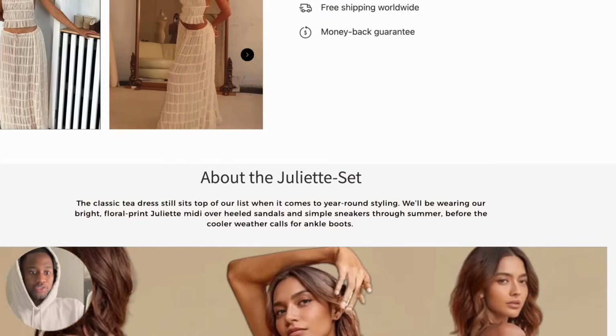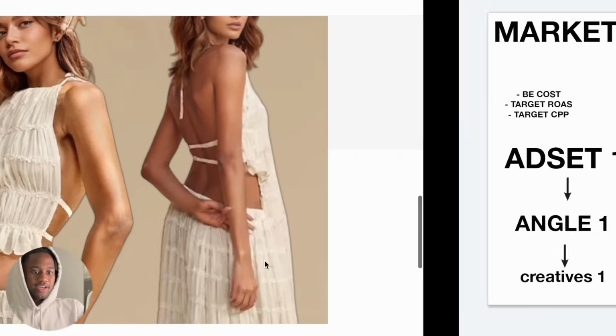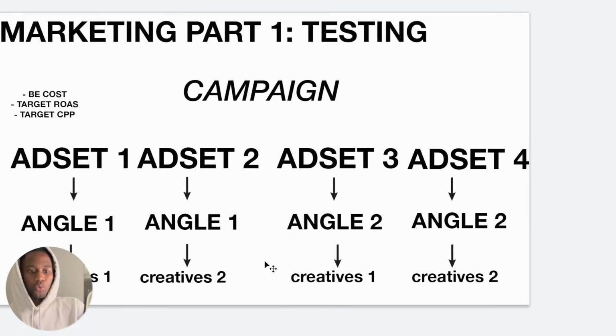For this one product, because we were selling this dress product, it didn't make sense to have a lot of angles because it's literally only one angle, which is going to be the summer dress angle. Basically, people would buy this product because it's a summer dress. They wouldn't buy it for any other reason. There was nothing else to sell. So I basically only had one angle.